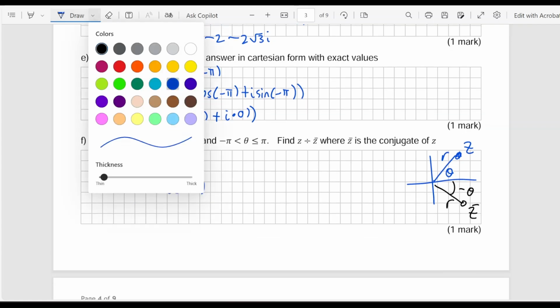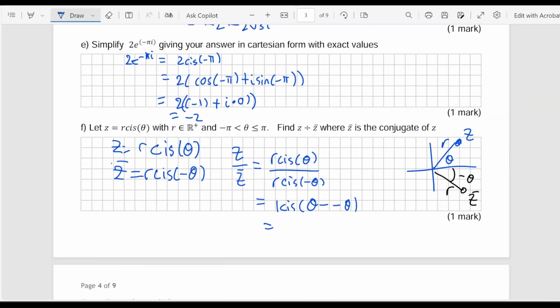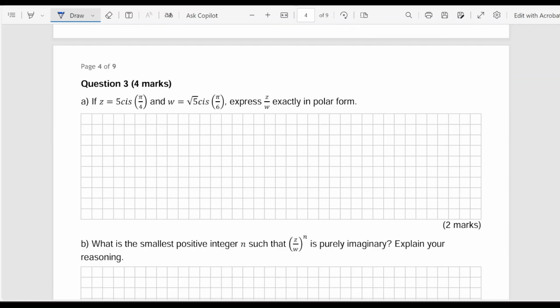So if we look at working this out now, z over z conjugate, so it's going to be r cis of theta and r cis of minus theta, which is r over r gives you 1, and this is going to be theta take minus theta, because that's how dividing polar form works. So you're actually going to get cis of 2 theta. Cool.